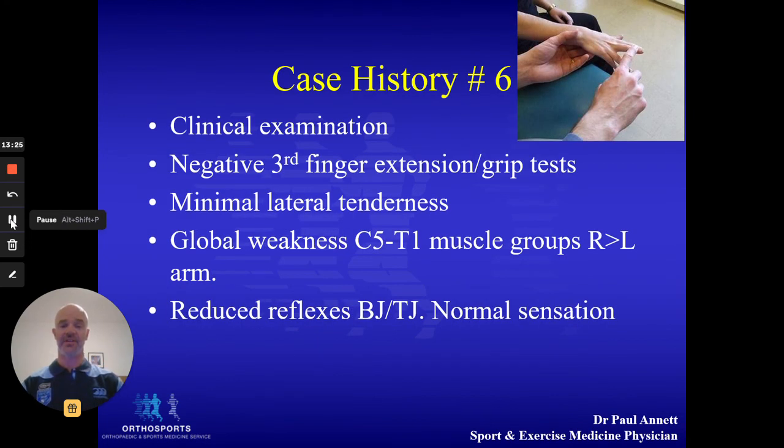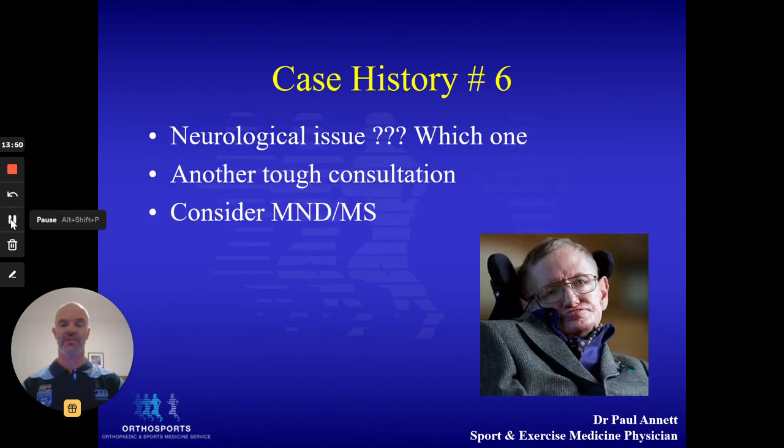This fellow's clinical examination demonstrated a negative third finger extension and grip tests, and only minimal tenderness around his lateral elbow and forearm. What was most startling was that he had a global weakness of his right greater than his left arm muscle groups, which was between both C5 and T1. This included reduced biceps jerk, triceps jerk, and lower normal sensation. It seemed clear at the time that there was a more sinister neurological issue going on. The question was which one?